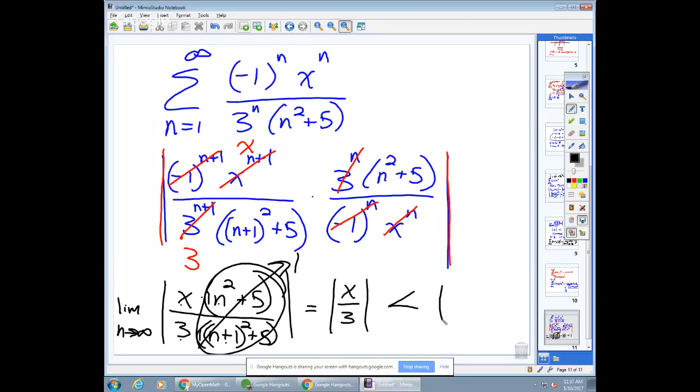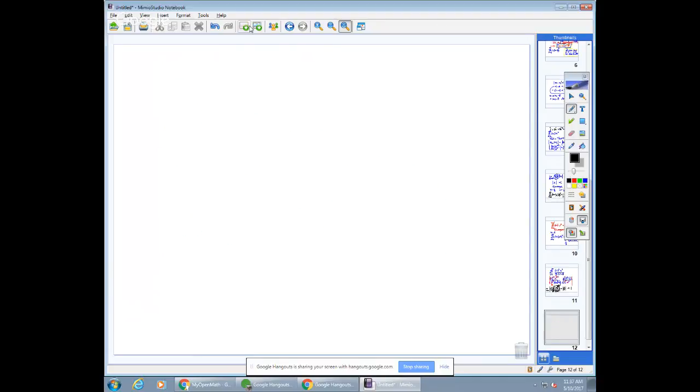Usually with an interval like this, I want to solve for x. 3 is a positive number, so I can multiply both sides by 3. So new page, I get absolute value of x has to be less than 3. Oh, this is a wider interval than we saw before. And I mentioned that before. Sometimes the interval can have a radius of 1, sometimes it's less than 1, sometimes it's greater than 1. So here the radius is 3.